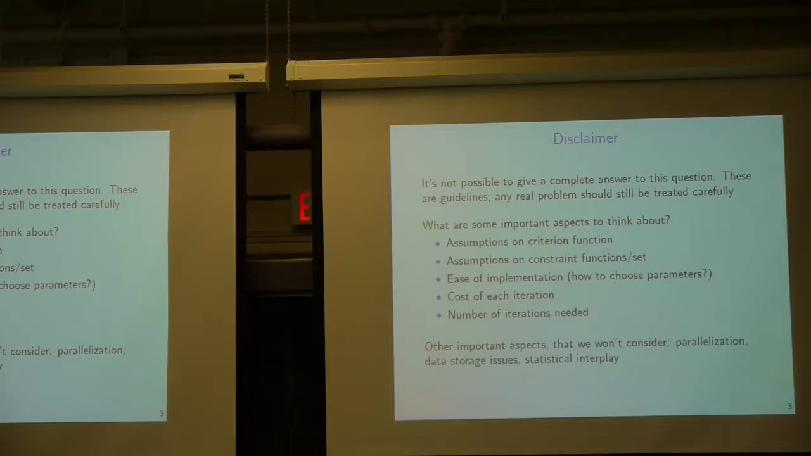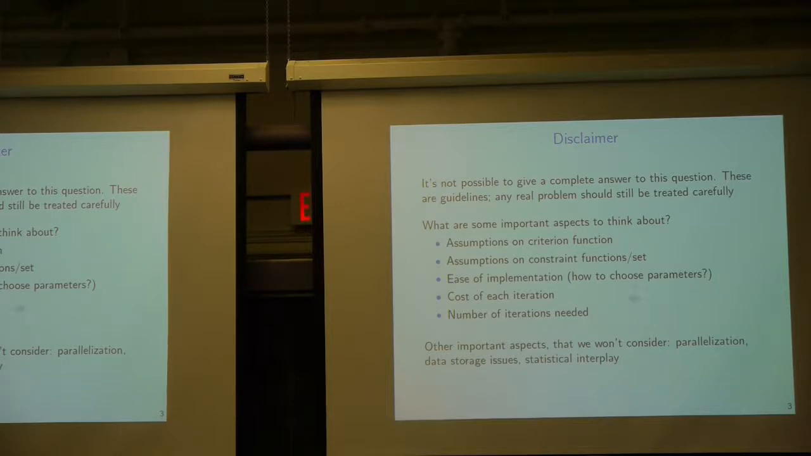So you might wonder, what are some important aspects we'd even put on the table when we're talking about the strengths and weaknesses of methods? Well, here are five that we'll talk about in these next two tables. The first is, what assumptions are we making on the criterion function? Right, we always have to make some. The second is, what are the assumptions we're making about the constraint functions or the constraint set? The third is, broadly speaking, how easy is this algorithm to implement? Meaning how many tuning parameters, not in the statistical sense, but in the optimization sense, do we have to set to run this method? So these are like backtracking parameters. This is like the barrier parameter, for example, in the interior point methods, stuff like that.